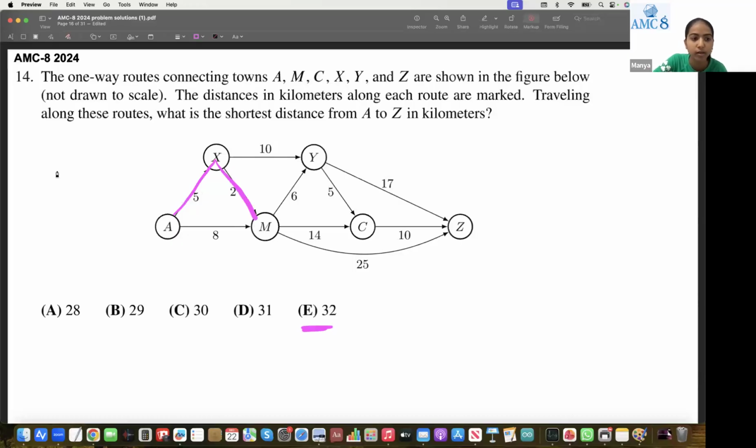7. So 7 kilometers. 7 plus, going maybe this is 14, but this is 6 plus 5, which is 11, plus we can go 10, which will be giving us 11 plus 7 plus 10, which will be 28. And we see that 28 is the shortest route possible, and that's how we got answer choice A.